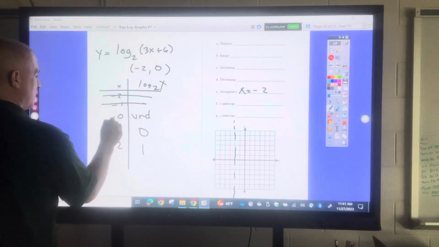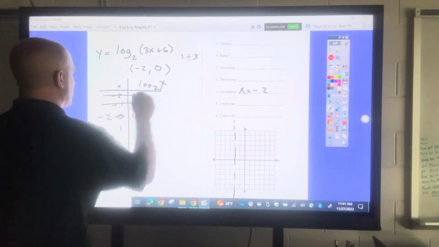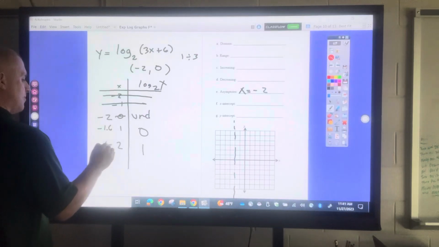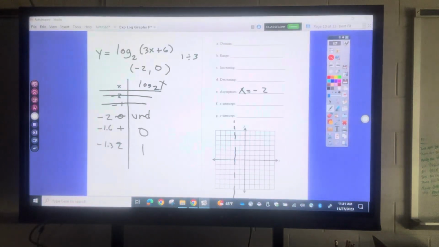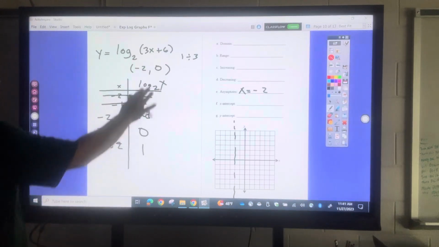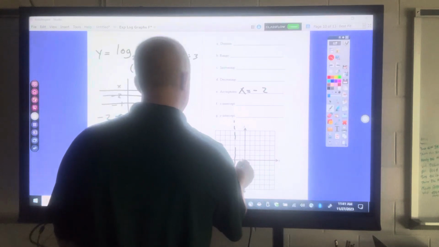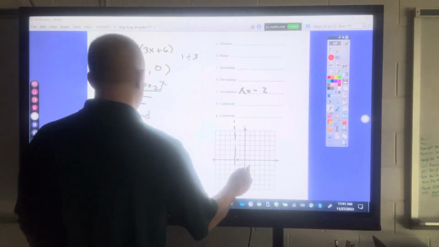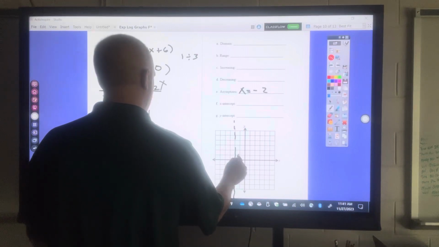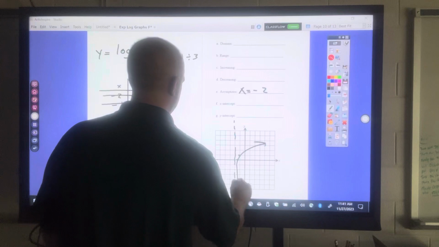So that would be -2. Okay, now I do 1 divided by 3, which is 1/3. So that's going to be -1.6, then -1.3. Okay, all right. I'm going to do nothing to this part because there's nothing outside there. So -1.6 over 0 up, -1.3 over 1 up. So the graph is going to do this.